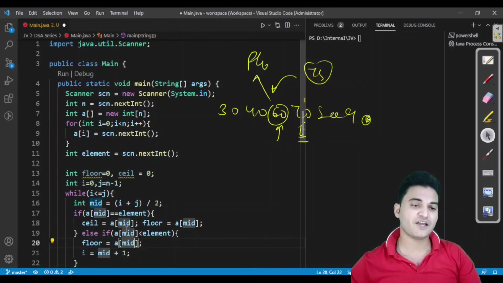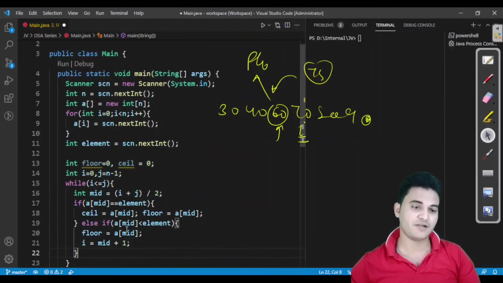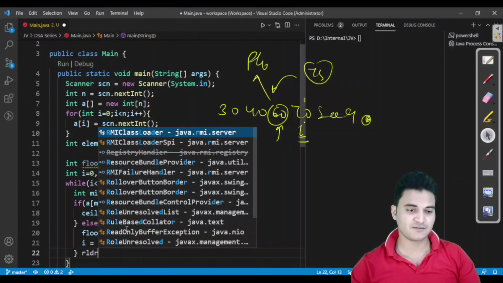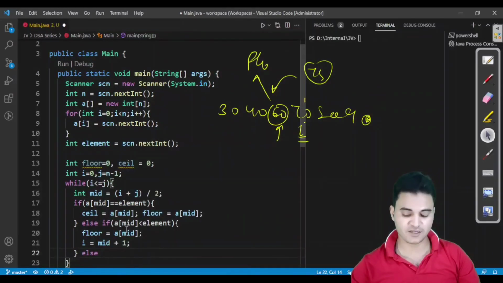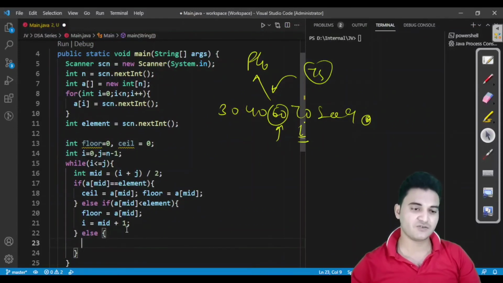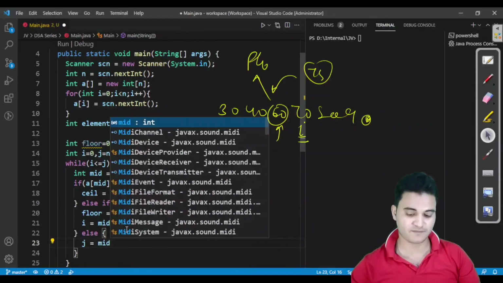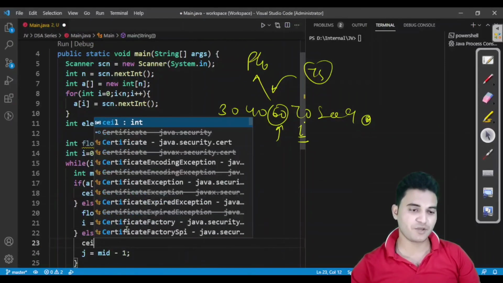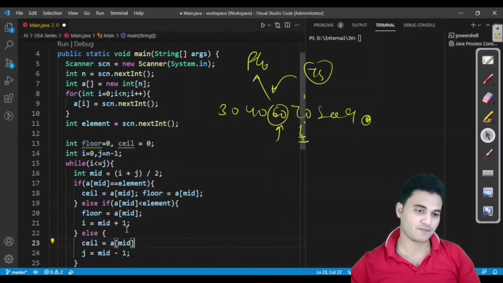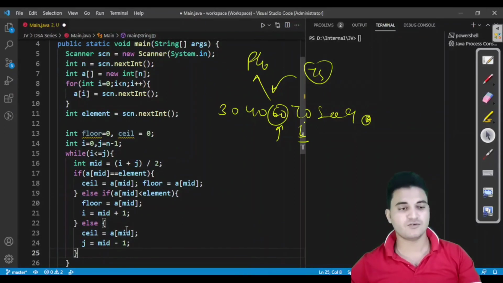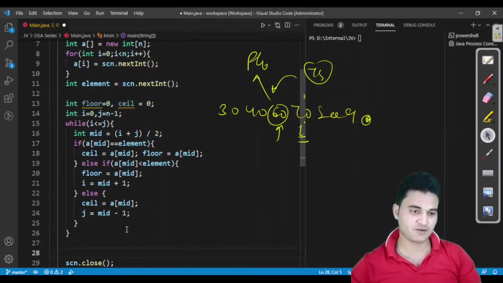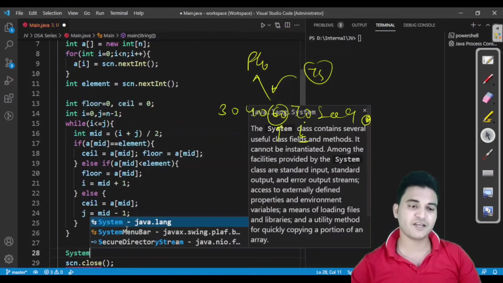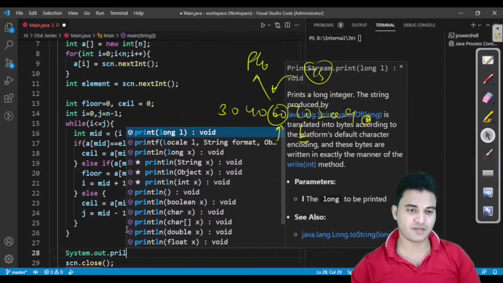Let us suppose we have to calculate the position of ceil and floor, then we can just directly put the mid, not A of mid. Or else, this is the condition for A of mid being greater than the element. That means you have to decrease j to mid minus 1 and A of mid could be a potential ceil. Fine. So this is the condition, and let us print the output also. That's it we have to do for calculating the ceil and floor using binary search.